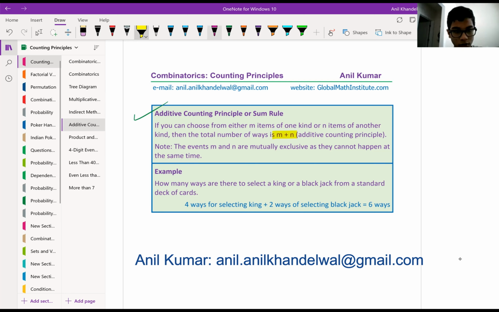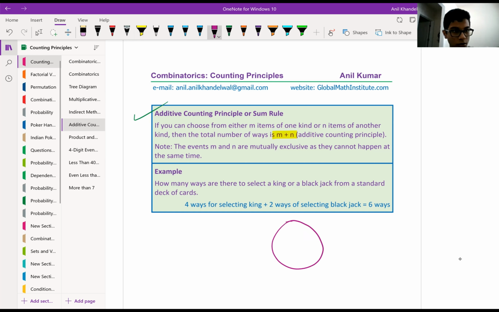Correct. So what we are now saying is that, let us say this is one set. You have to pick from here, right? Let's say we have boys here, and this is another set, girls.